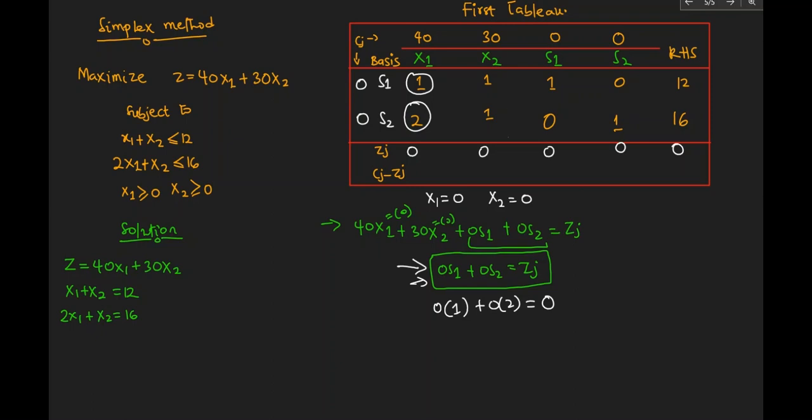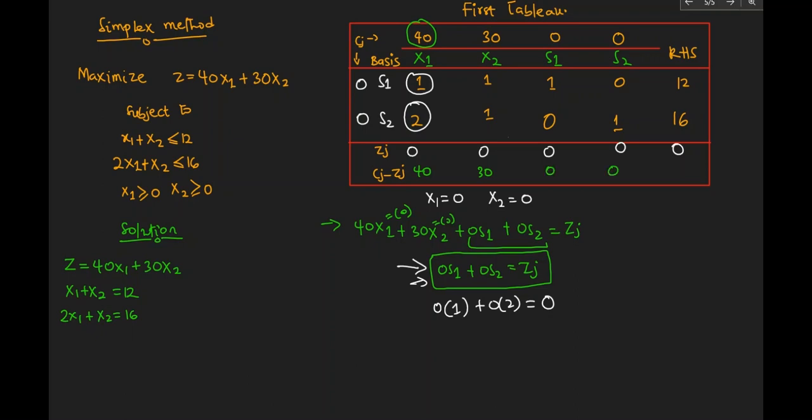Okay, so let's continue. Let's find the Cj minus Zj. For that one, we know our Cj values for the column, which is 40 here. So you subtract Zj from it. So you're going to have 40 minus 0. That gives us 40 for the first column. Then you're going to have 30 for the second. Then here you're going to have 0, 0.